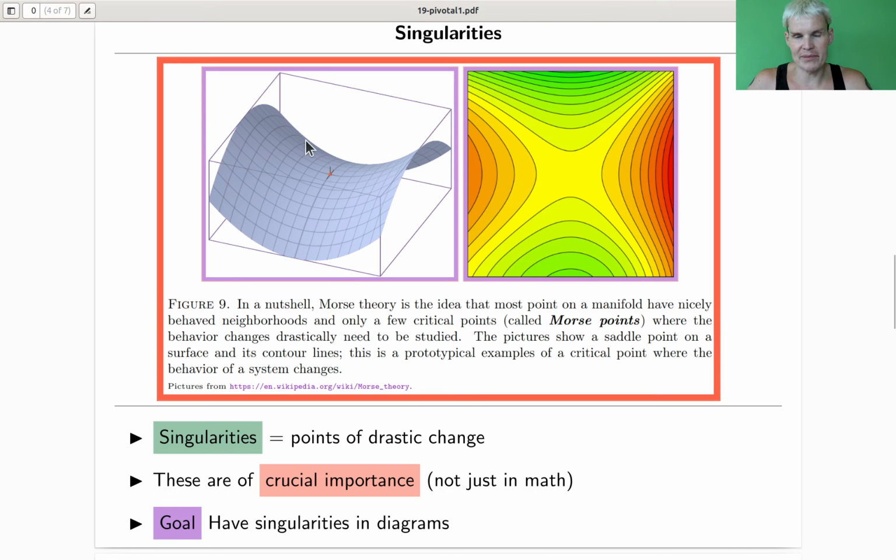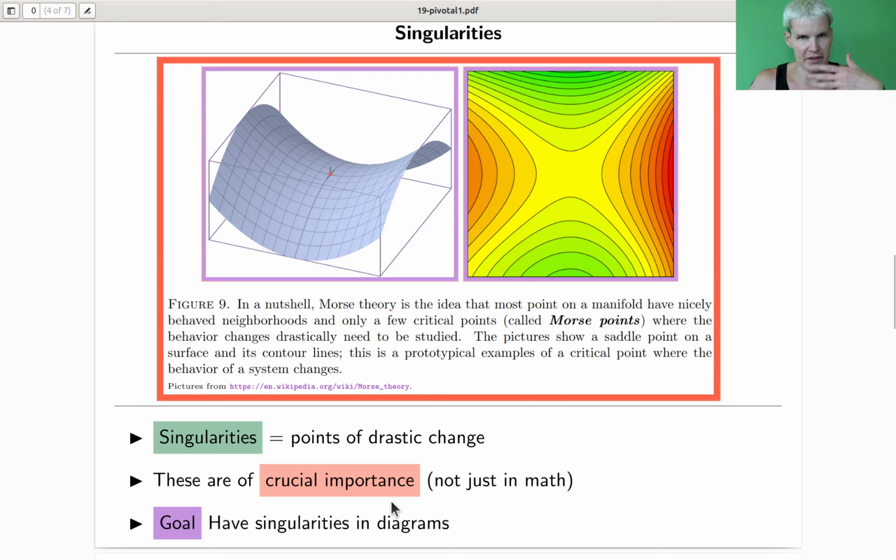Diagrammatically, I have something like this in mind, like a saddle. And there's an obvious point on the saddle which is different from all the others, where the curvature changes from an upwards parabola to a downwards parabola, like this point here in the middle, right? Where you have something pointing up and then something pointing down. That's the type of singularity I think about. Something where behavior changes. Singularities are points of drastic change.